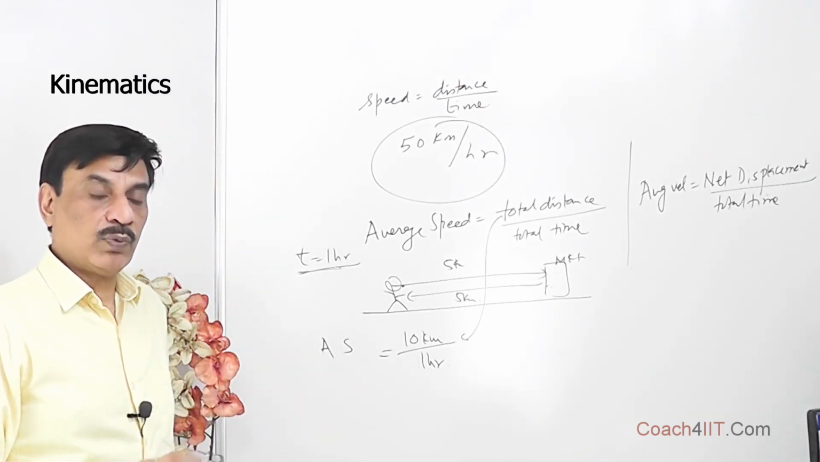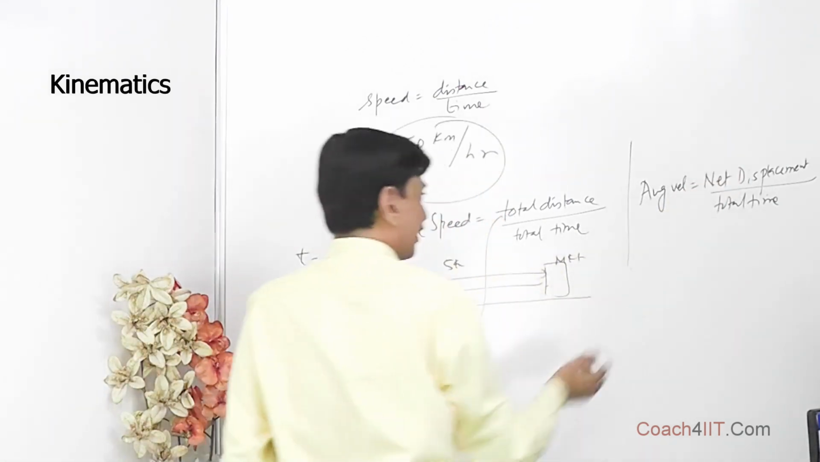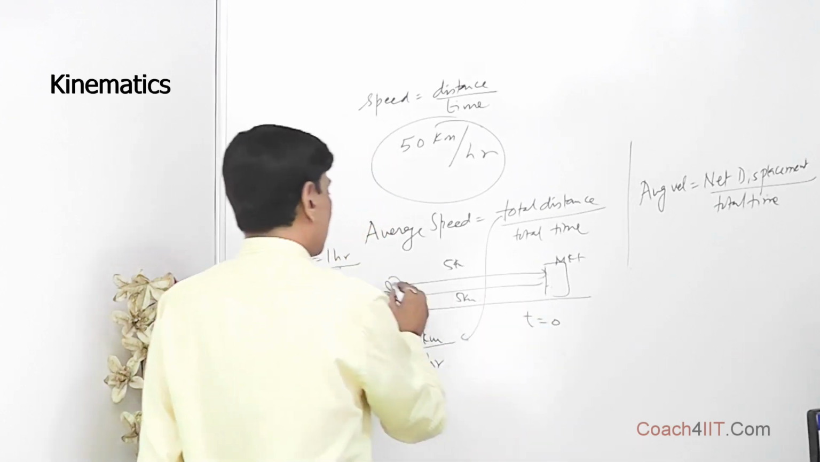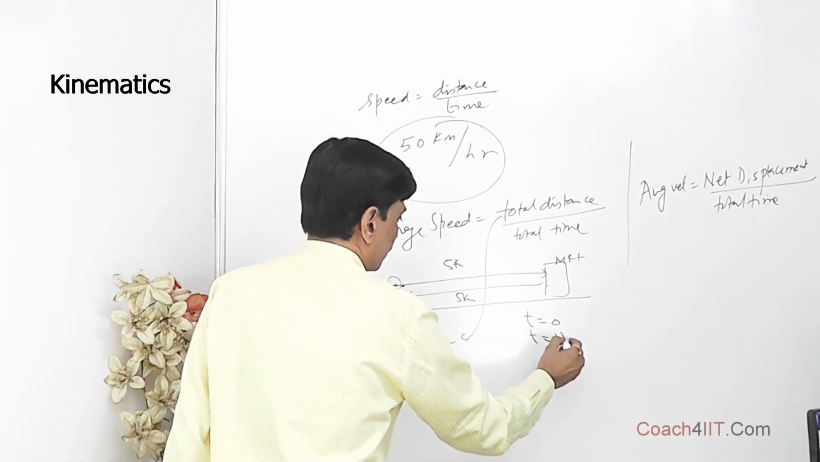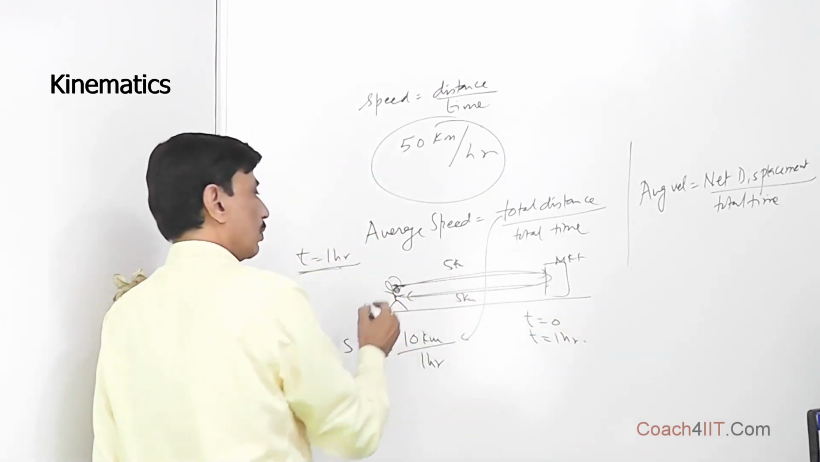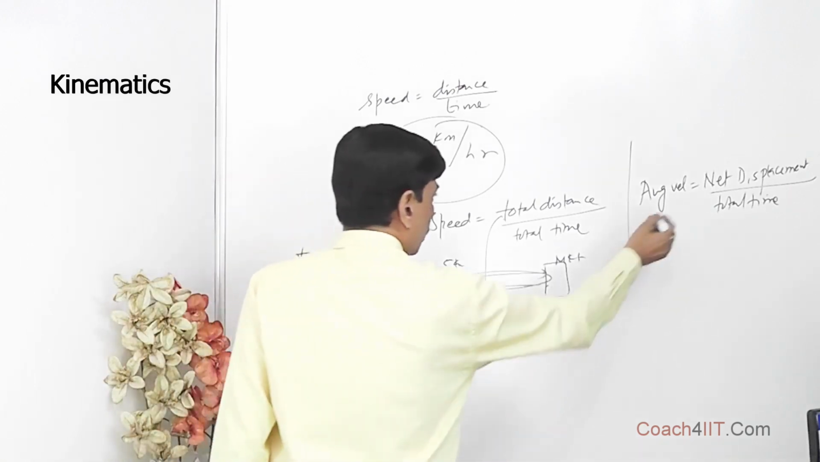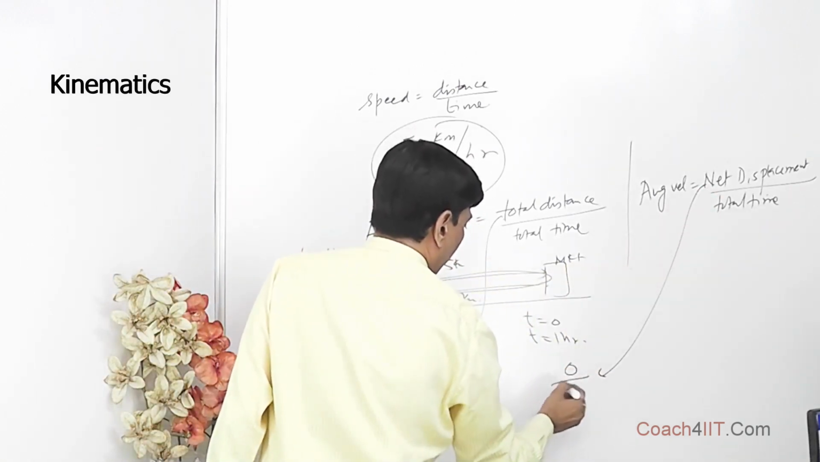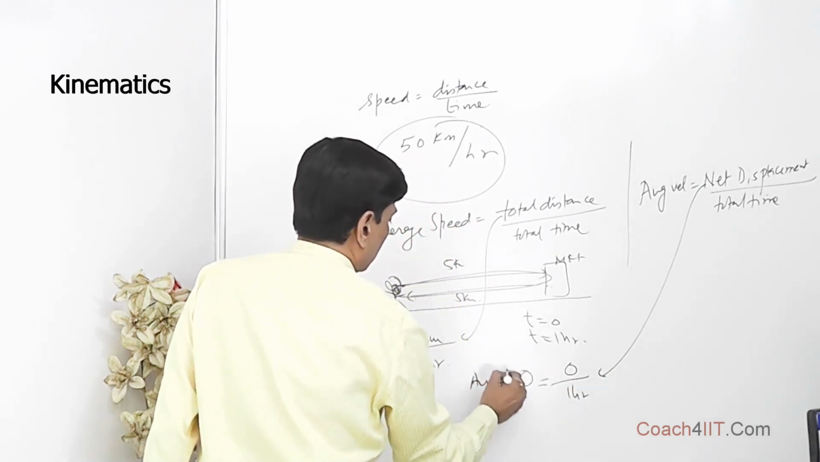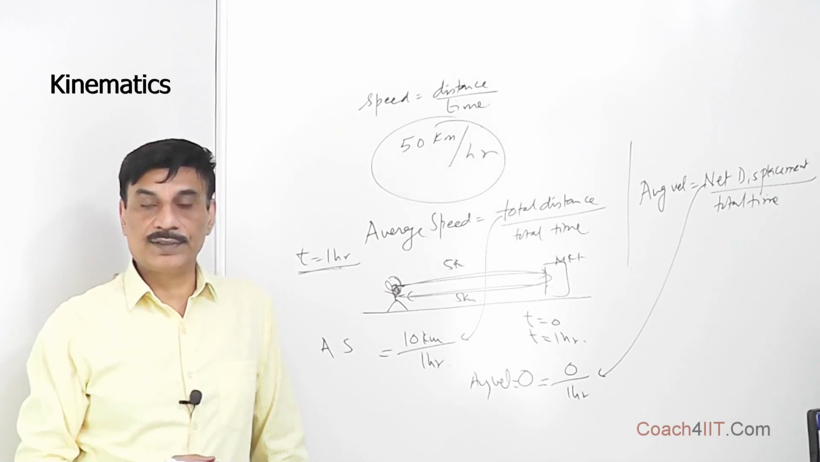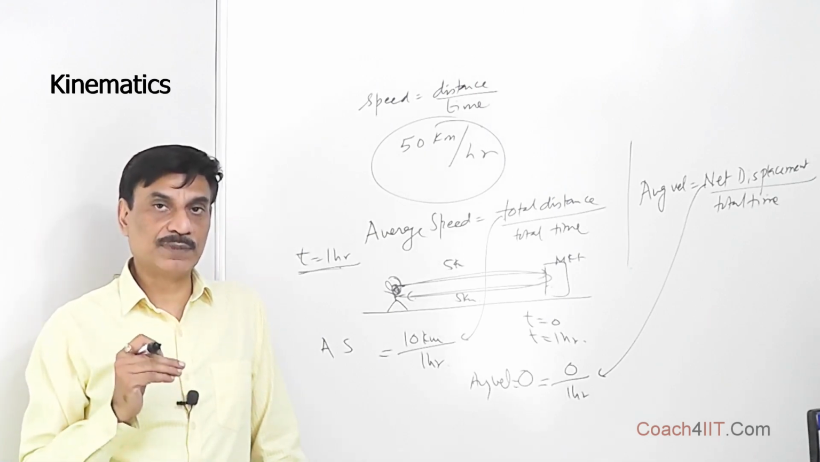But if we have to find the average velocity, then we have to ask what the net displacement is for the entire journey. At t is equal to 0, this person was here, and at t is equal to 1 hour, he was once again here only. So the net displacement for 1 hour is going to be 0, and 0 by 1 hour is 0. So average velocity is going to be 0 only. Average speed is total distance by total time, and average velocity is net displacement by total time.